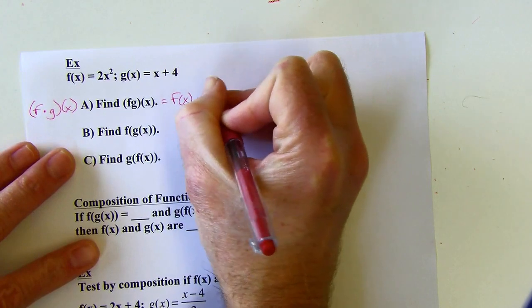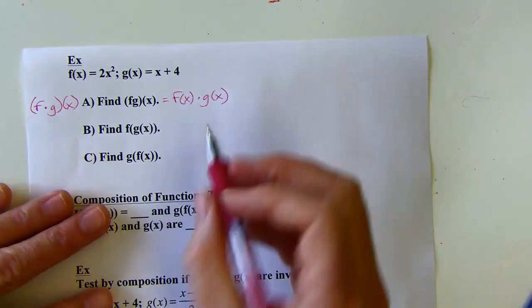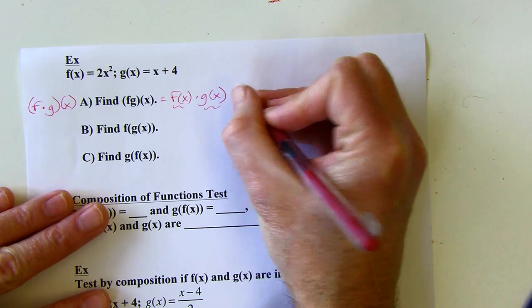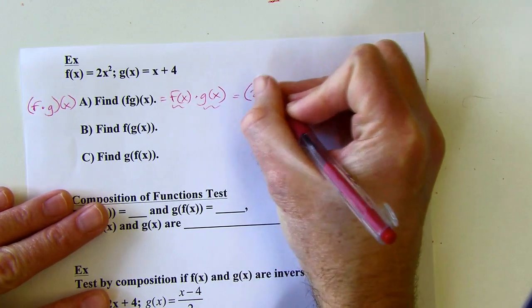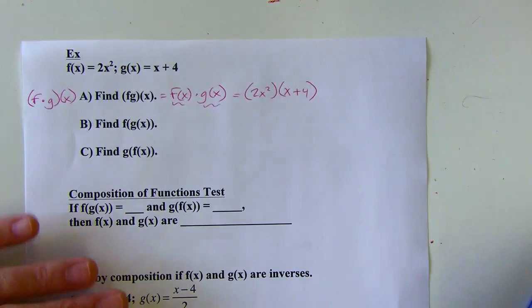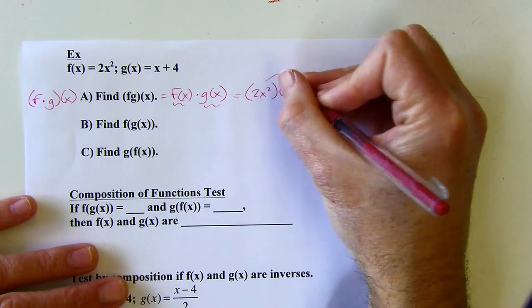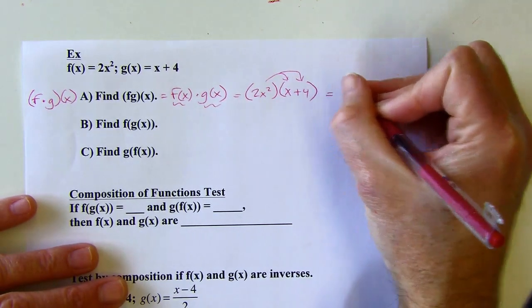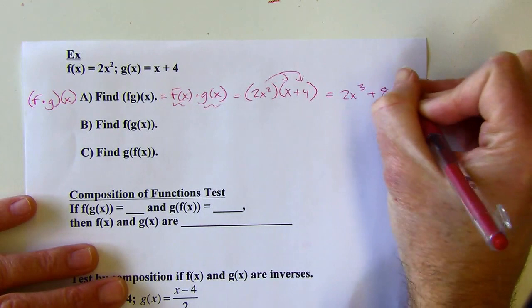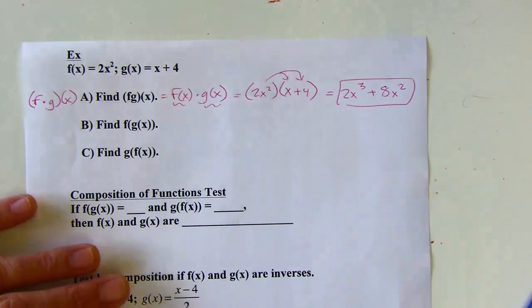This is something that we did earlier in the chapter. So I'm just going to substitute f of x in here and g of x in here. F of x is 2x squared. G of x is x plus 4. And then I'm just going to simplify that, multiply them back together. So I'm going to distribute the 2x squared here. That's 2x to the third plus 8x squared, and done. There we go, okay?